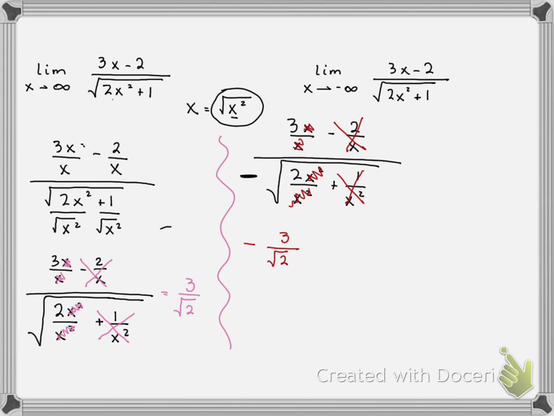Okay? And you can see at the bottom of page 196, figure 3.38, you've got a horizontal asymptote, negative 3 over the square root of 2 as x approaches negative infinity, and positive 3 over the square root of 2 as x approaches positive infinity. So that has 2 horizontal asymptotes.